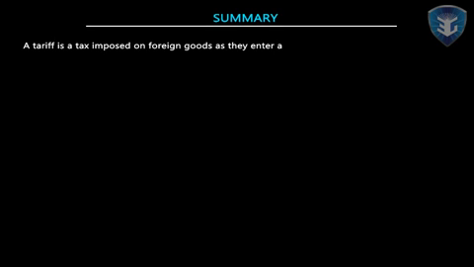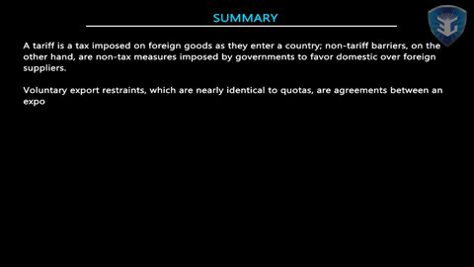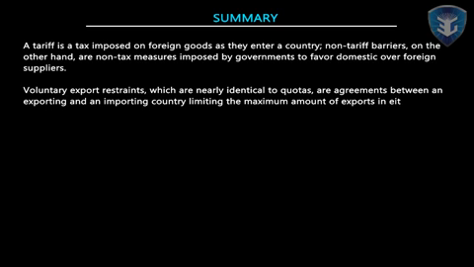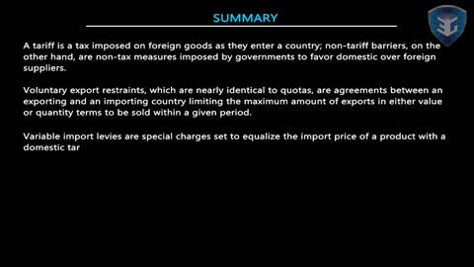Now, in the end, let us summarize what we have learned in this lecture. A tariff is a tax imposed on foreign goods as they enter a country. Non-tariff barriers, on the other hand, are non-tax measures imposed by governments to favor domestic over foreign supplies. Voluntary export restraints, which are nearly identical to quotas, are agreements between an exporting and an importing country, limiting the maximum amount of exports in either value or quantity terms to be sold within a given period. Variable import levies are special charges set to equalize the import price of a product with the domestic target price.